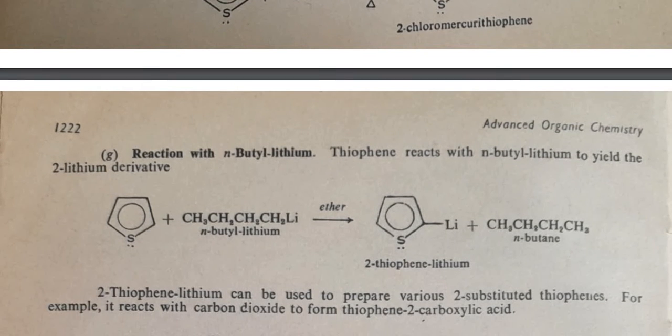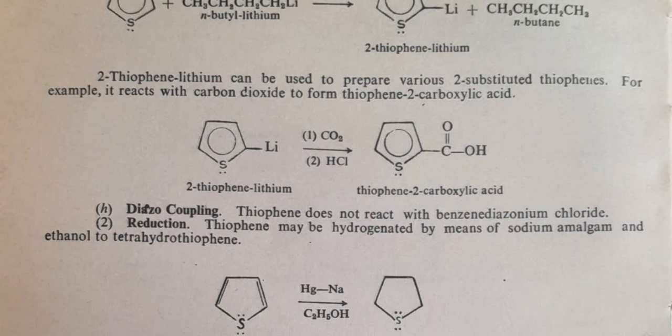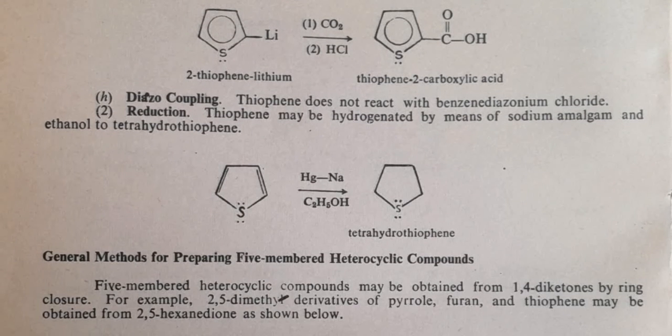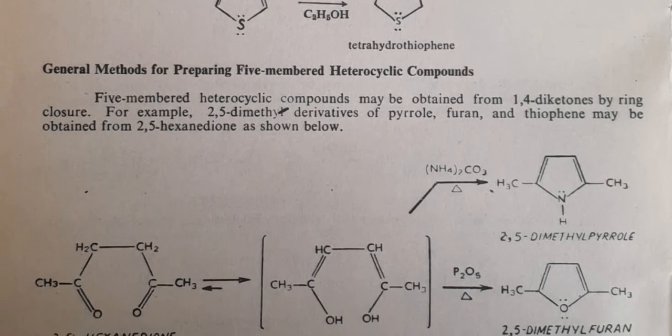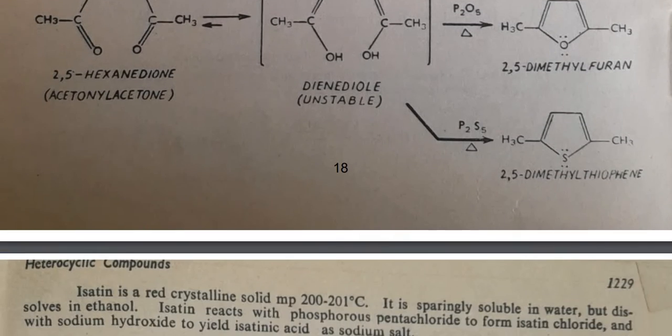With n-butyl lithium, it gives 2-thienyl lithium, and further 2-thienyl lithium reacts with carbon dioxide in acidic condition, and you will get thiophene-2-carboxylic acid. Again, the diazo coupling reaction is not suitable for thiophene. Now reduction: thiophene undergoes reduction and gives tetrahydrothiophene. So my friends, you can see the reactions of pyrrole, furan, and derivatives of thiophene.